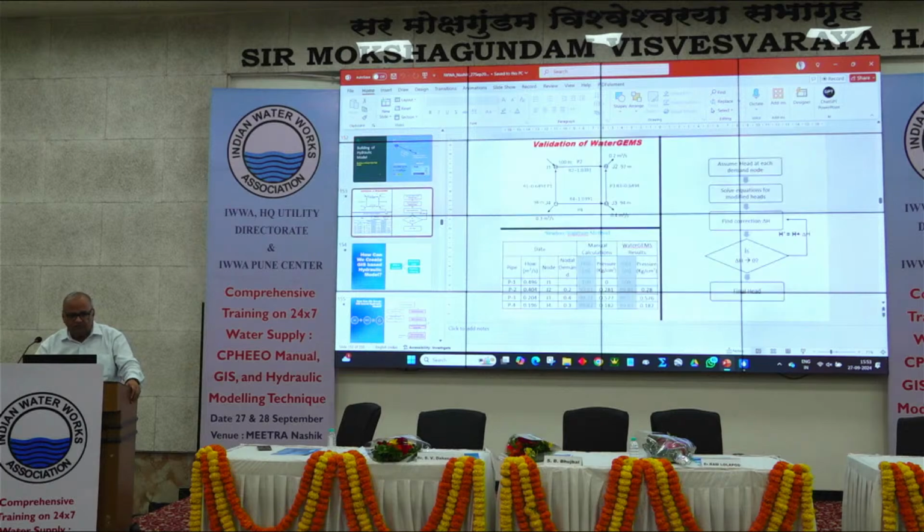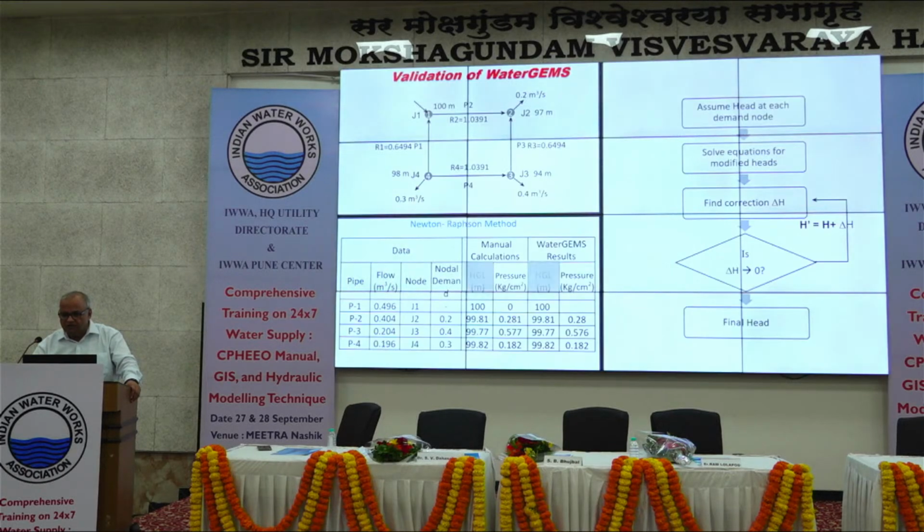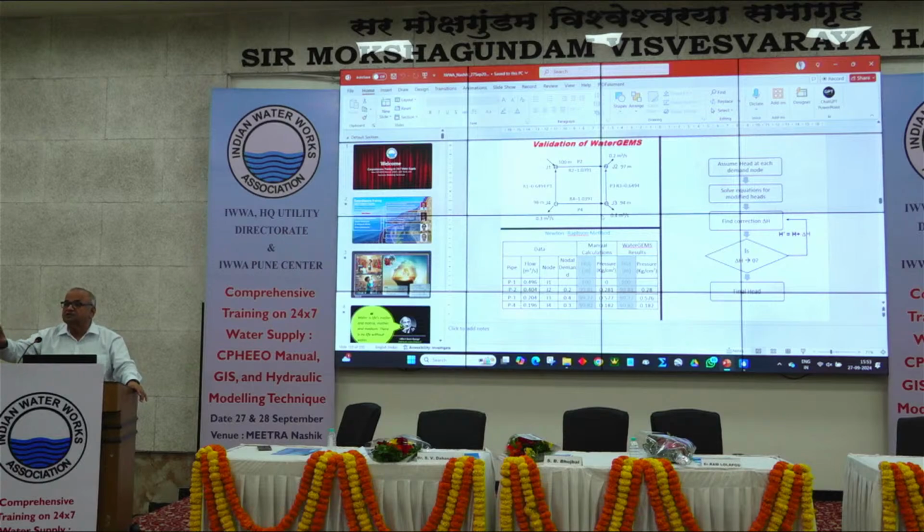So another example which I wanted to show is that this is a small network, and with manual calculations with this Newton-Raphson method. The Newton-Raphson method is shown over here. We have to first of all assume certain heads and carry out this process of repetition and find out this correction. So after all the corrections, with manual calculation, the HGL value, and with WaterGEMS it is 99.8. That means the software is behaving correctly and we can trust the model software.